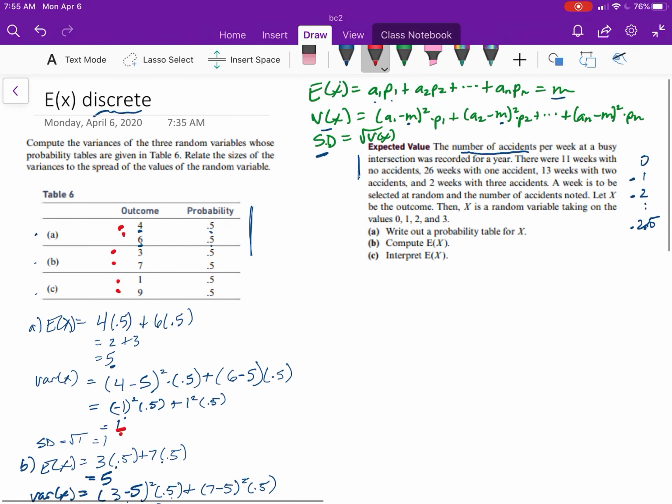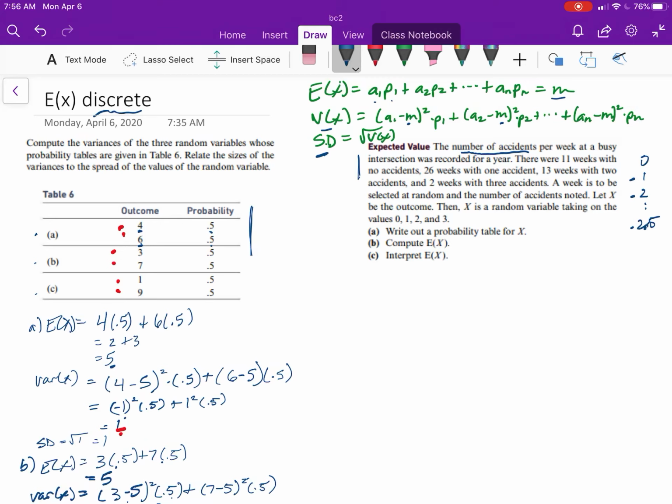Okay. Let's go back to the second example now. The number of accidents per week at a busy intersection was recorded for a year. There were 11 weeks with no accidents, 26 weeks with 1, 13 with 2, and 2 with 3. A week is to be selected at random, and the number of accidents noted, let X be the outcome. Okay, A. So X can only be 0, 1, 2, or 3, right? No, in that year, there was never more than 3.